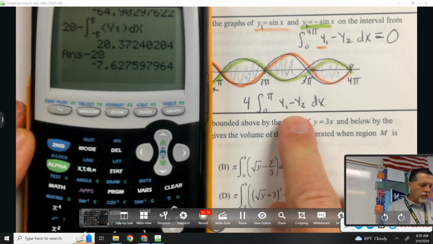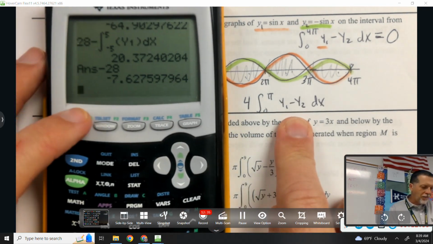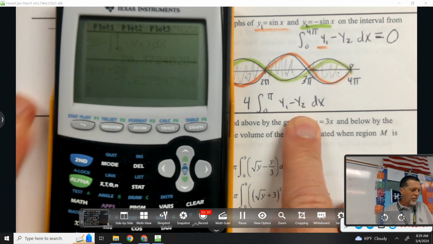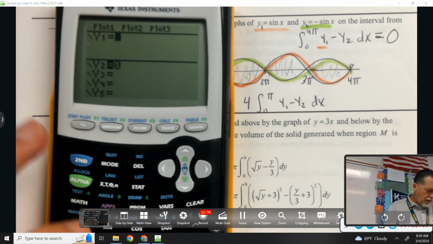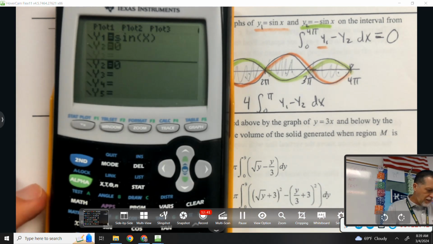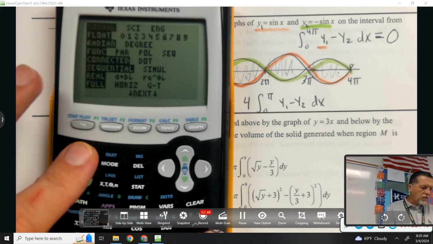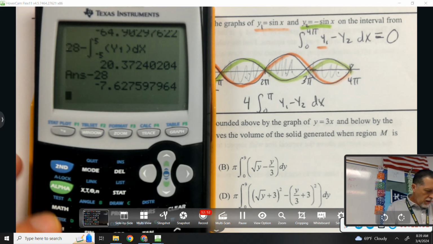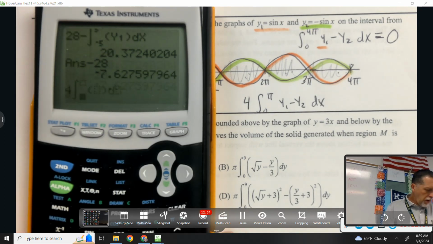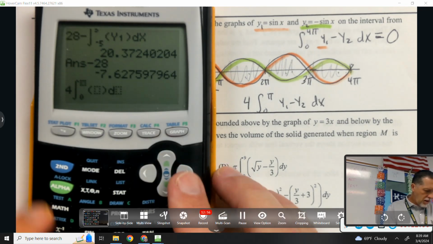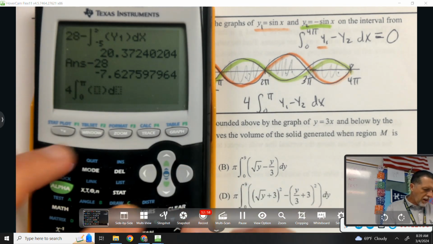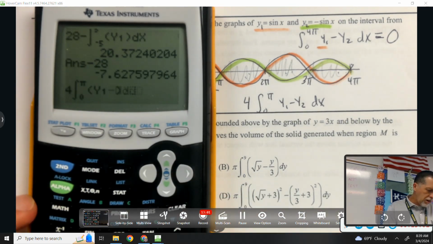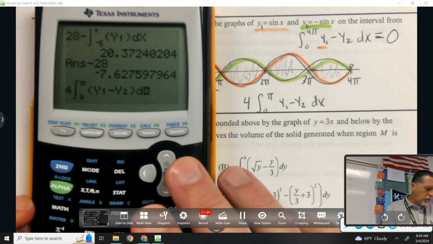I'd better be careful because I don't have those in y1 and y2 yet. So if I type that in, I'm going to get an answer that doesn't make any sense. Sine of x, negative sine of x, which reminds me, always be in radians for calculus. So 4, math 9, 0 to pi, y1 minus y2 dx.